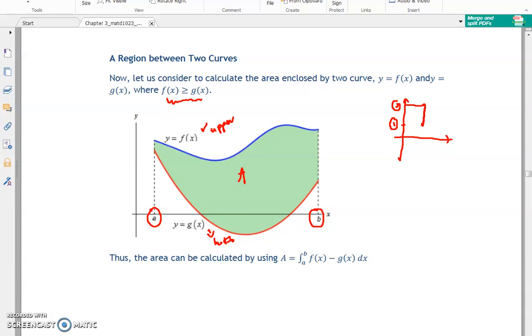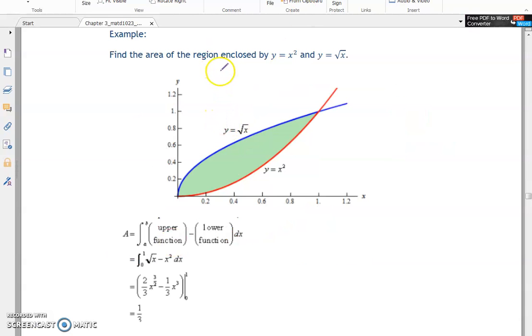Okay, then let's move on to the example. Alright, so now let us see the example. The question asks you to find the area of the region enclosed by y equals x squared and y equals square root of x. Let us recall the area when we have two curves. This is curve number 1 and curve number 2.